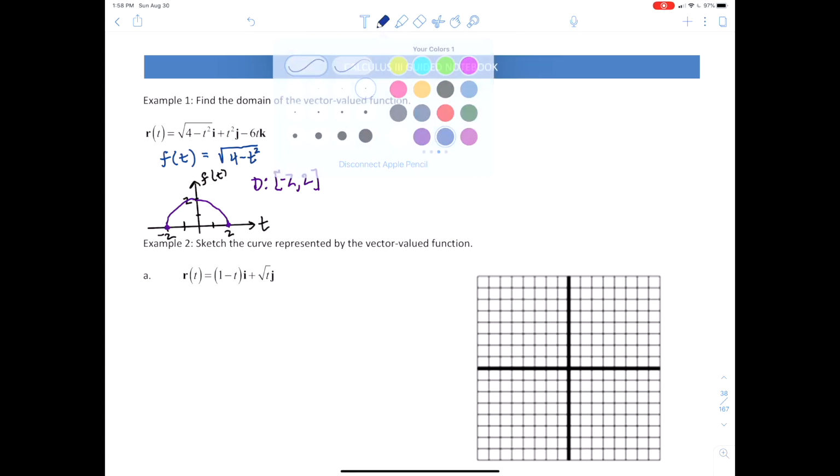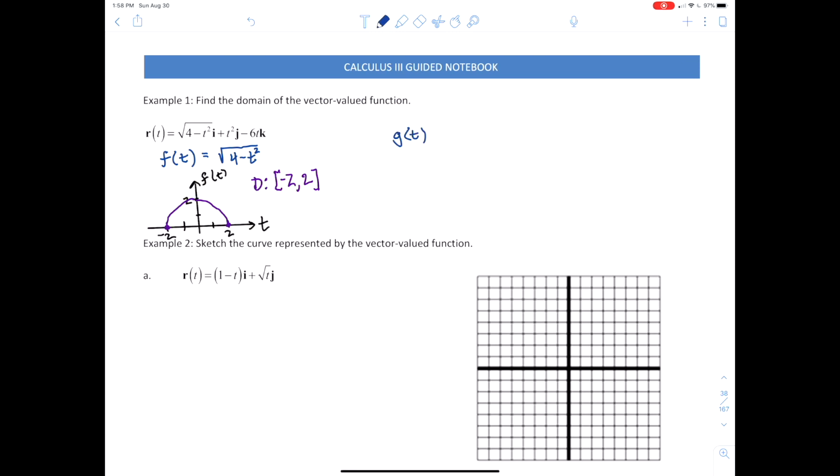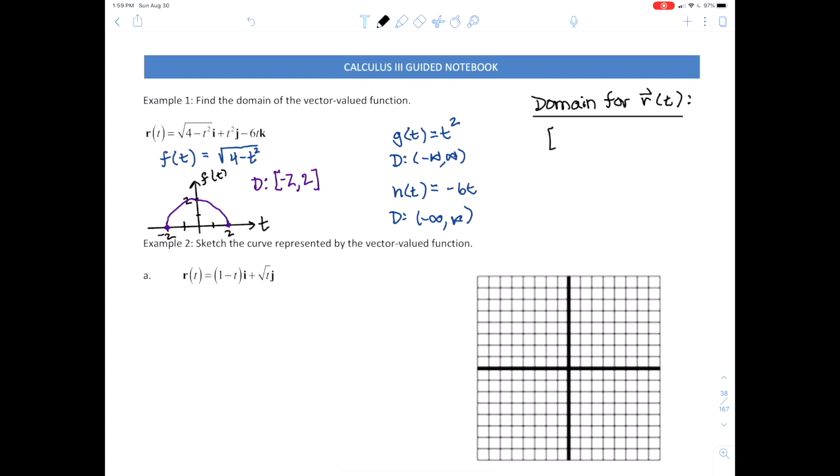So let's look at the other one. g at t is equal to t squared, right? So the domain for this one is just minus infinity to infinity. There's no restrictions. And h at t is equal to negative 6t. Again, there's no restrictions on this domain. It would be from minus infinity to infinity. So the intersection of these three domains, the domain for r at t, would go from negative 2 to 2 inclusive. Cool?